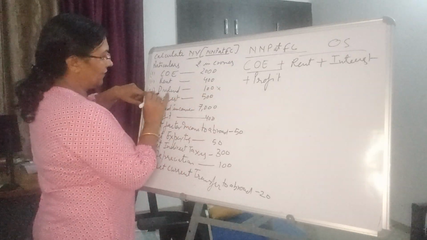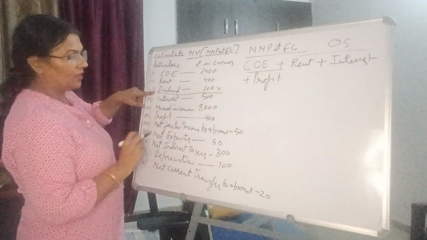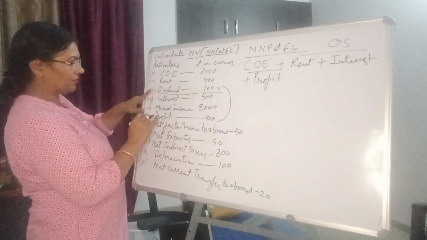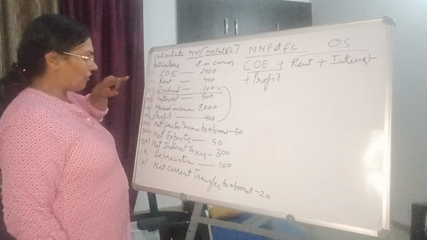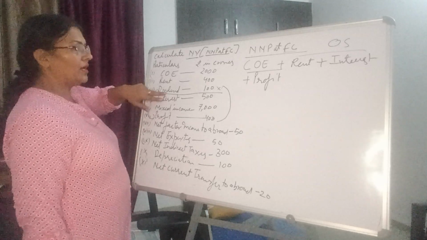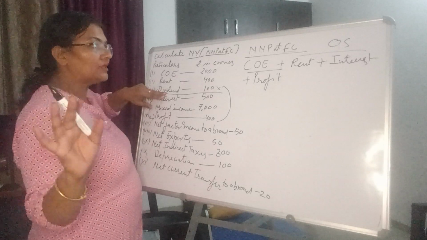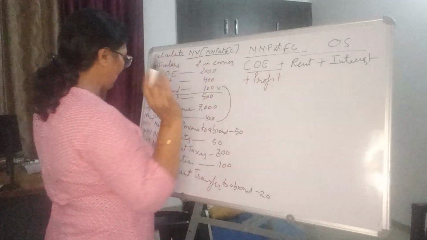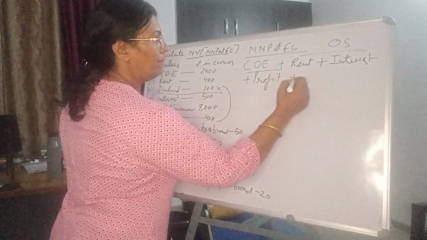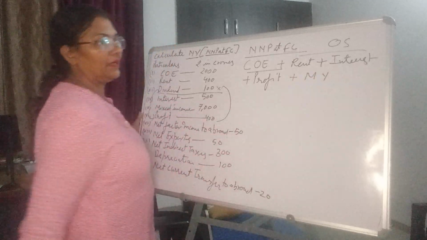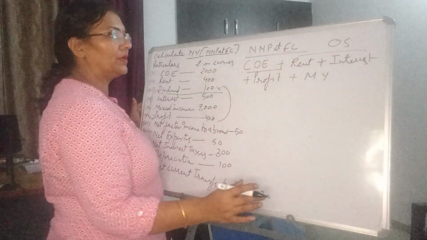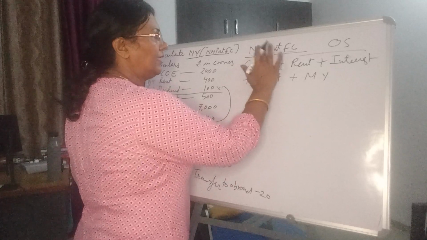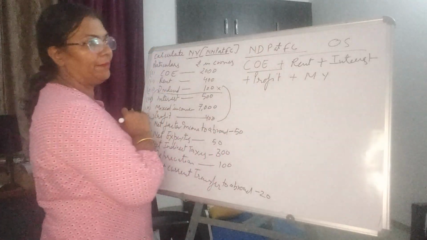Interest, dividend: we are not supposed to include dividend because dividend is already included in profit. Be very careful. Dividend is already included in profit, so we are not supposed to touch dividend. We only have to add rent, interest and profit. And the next one, mixed income of self-employed. By adding all these, we are getting domestic income, NDP at FC.